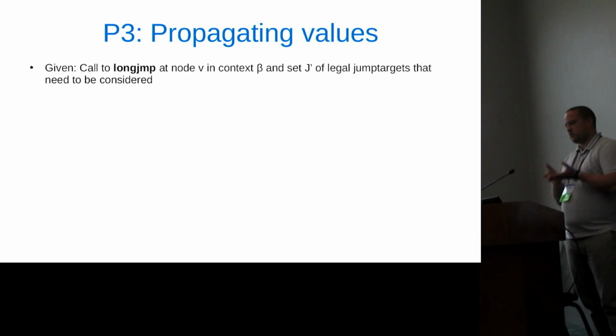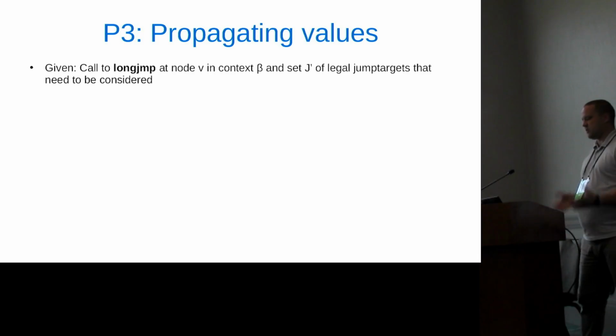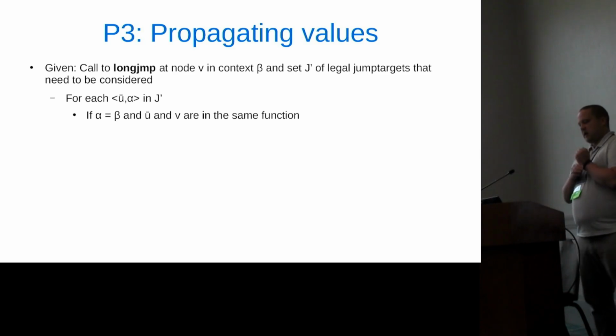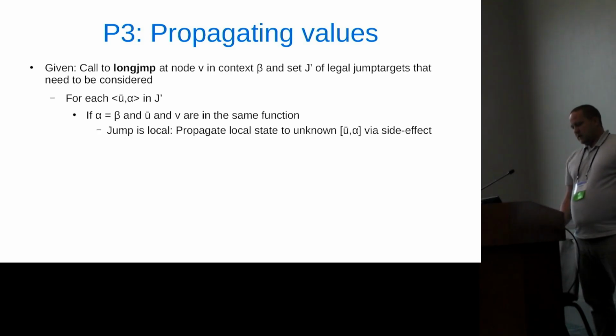And if we're given a call to a longjmp in some node v in the context beta, and a set J' of legal jump targets that need to be considered, what I do is the following. First of all, I check if the jump target is actually in the current function, in the current context. So if alpha is beta and u bar and v are in the same function, then the jump is local, and I can simply propagate the local state to this unknown for u bar and alpha by a side effect.